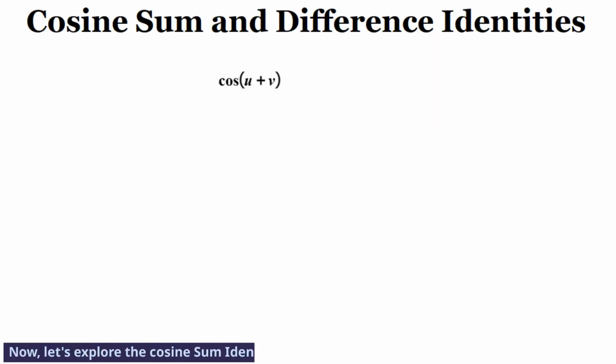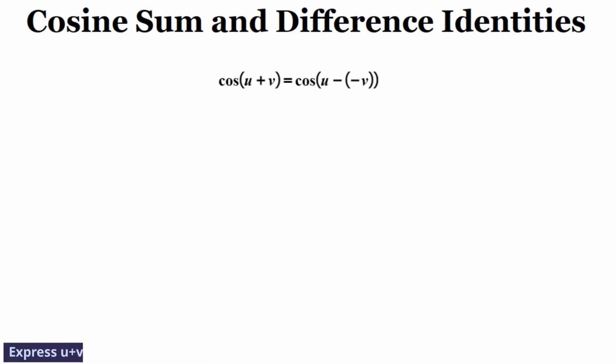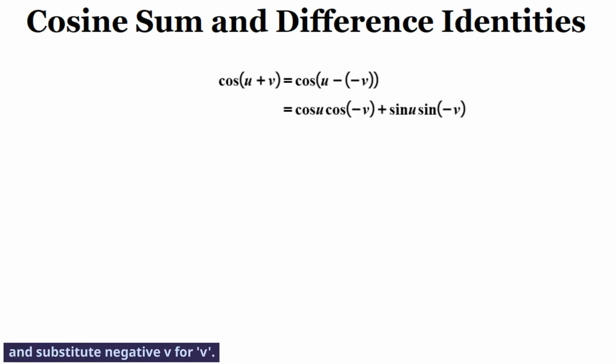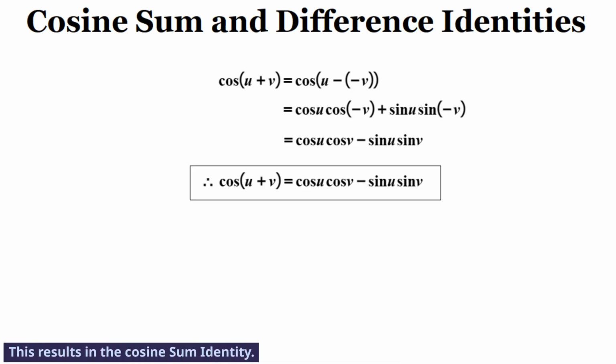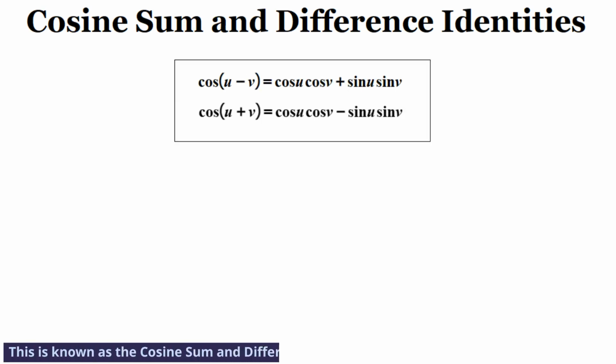Now, let's explore the cosine sum identity. Express U plus V as U minus -V, and substitute -V for V. Apply the odd-even identities learned in the previous lesson. This results in the cosine sum identity. This is known as the cosine sum and difference identities.